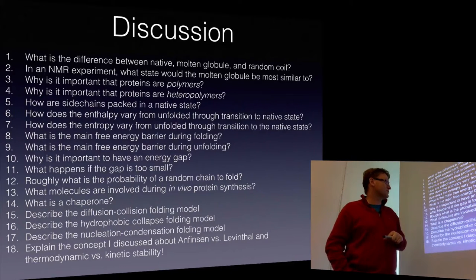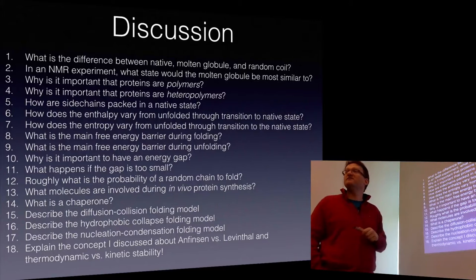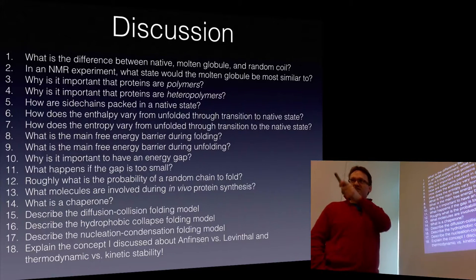13, what molecules are involved during real protein synthesis in vivo? The ribosome. So what does the ribosome do? It's got a large subunit and a small subunit, and there's like a cleft that the RNA goes into, and then it builds the sequence. And if it's in a membrane, then it produces the protein directly.